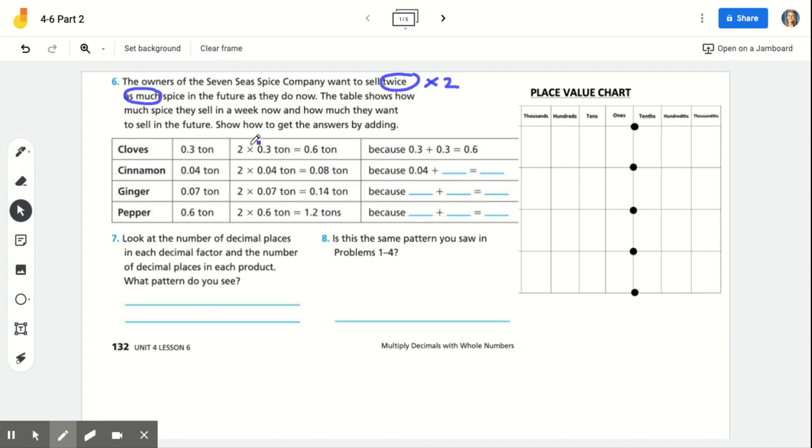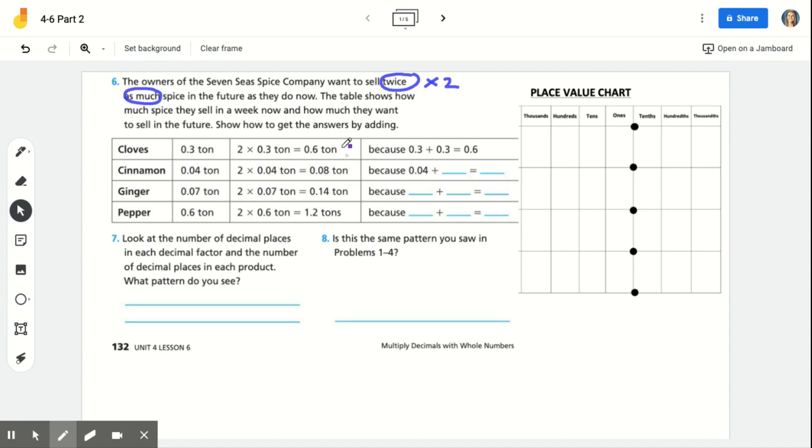So then we have a multiplication problem set up. They take the amount in tons in which they're selling right now, and they're multiplying that amount by 2, and they get their products here for each of these multiplication problems. So for example, for cloves, if we multiply 3/10 times 2, they got 6/10 ton. 400ths times 2, they got 800ths ton.